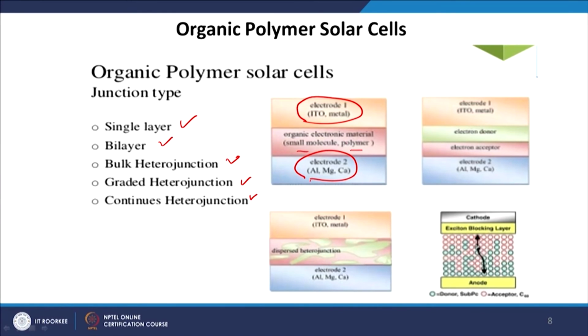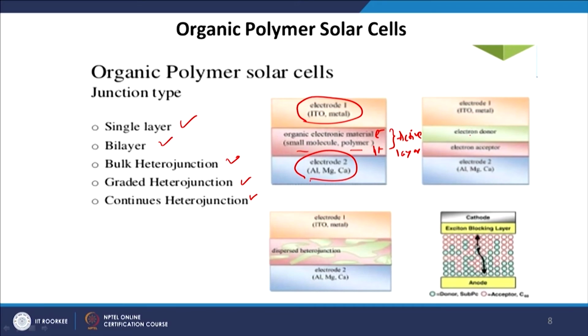Whatever charge carriers have been generated inside this organic polymer, which is also called the active layer, they will be separated depending upon the voltage difference between electrode 1 and electrode 2. So this is a sandwich structure where we sandwich the active layer, which is an organic polymer or a small molecule, between these two electrodes. Now, if you use only one particular kind of material, it is a single layer device.